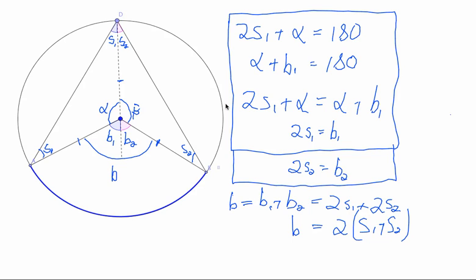Now if we look back at our circle, we also split up S1 and S2, and it was originally S. So now we can write it out as B equals 2S, because S equals S1 plus S2. So now what we proved here is that B is 2 of S, because S is half of B.